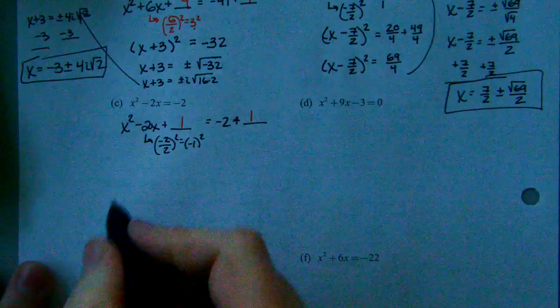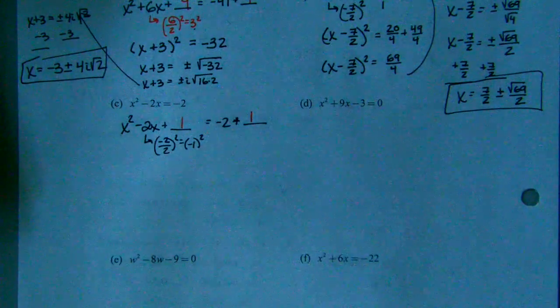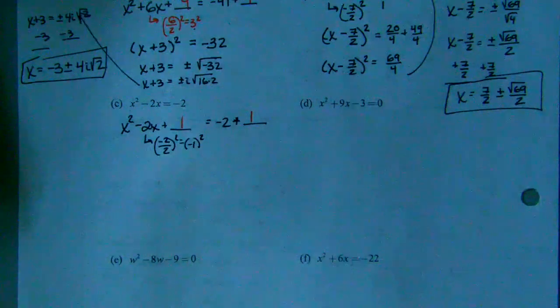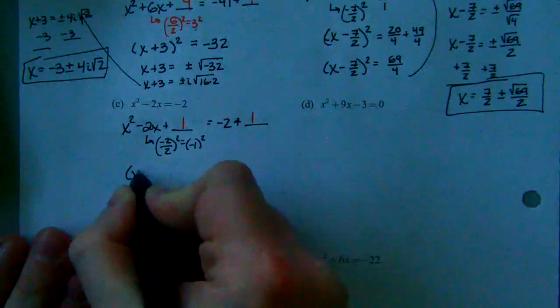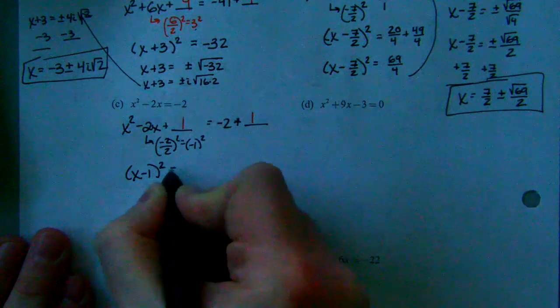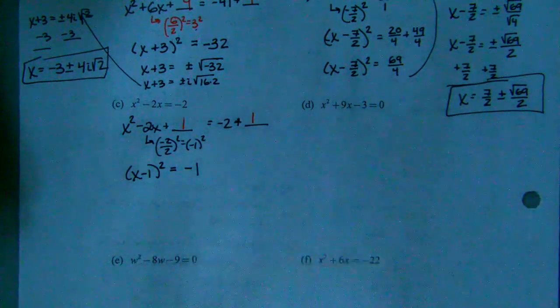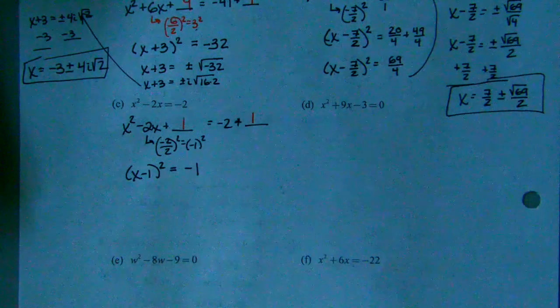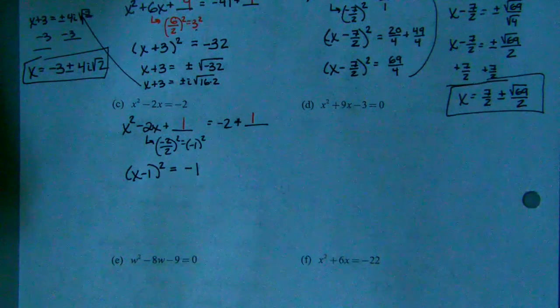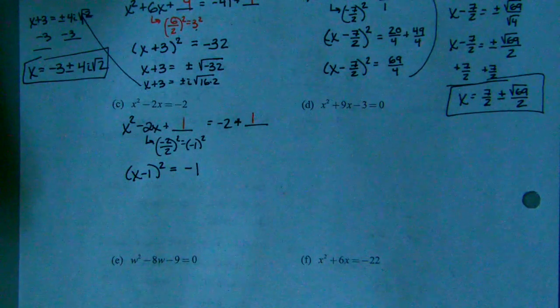We're now going to factor. What does x squared minus 2x plus 1 get factored into? Don't forget the square. Should become x minus 1 in parentheses squared. On the other side should equal negative 1. You know what? I want to see if you can finish this one off. See what you can do.